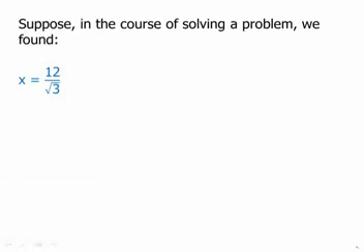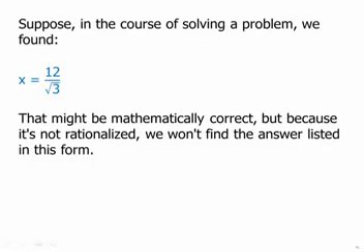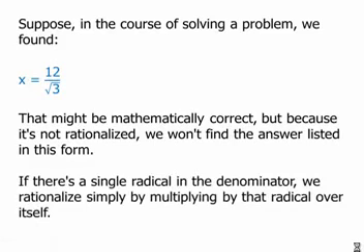So, suppose in the course of solving a problem we found x equals 12 divided by root 3. Let's pretend that we did all the math correctly. We got this as our correct answer. This is our solution to the problem. That might be mathematically correct, but because it's not rationalized, we won't find the answer listed in that particular form. You see, all the answers on the test are rationalized. So we need to rationalize anything that we find to match it to the answer choice.